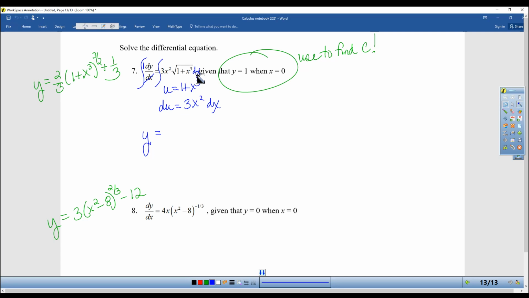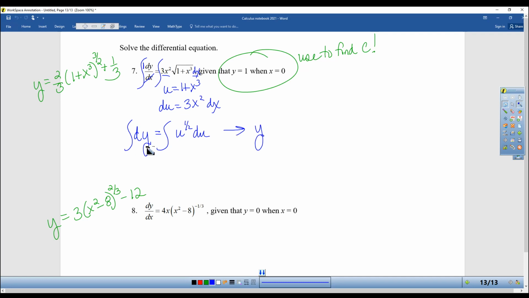This side is with respect to x, but it's too complicated. So I'm actually going to change it to be with respect to u. I have the 3x squared dx, the 3x squared, I have exactly what I need. So I can change it to, oh, but not yet, because I'm going to integrate both sides. u to the 1/2 du. Now I'm going to integrate. You really should integrate both sides in the same step just to keep your work orderly.